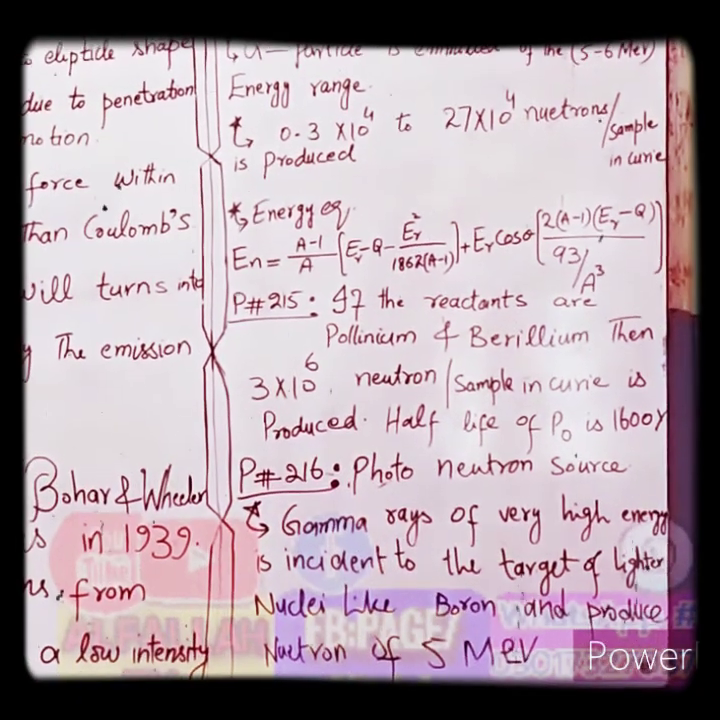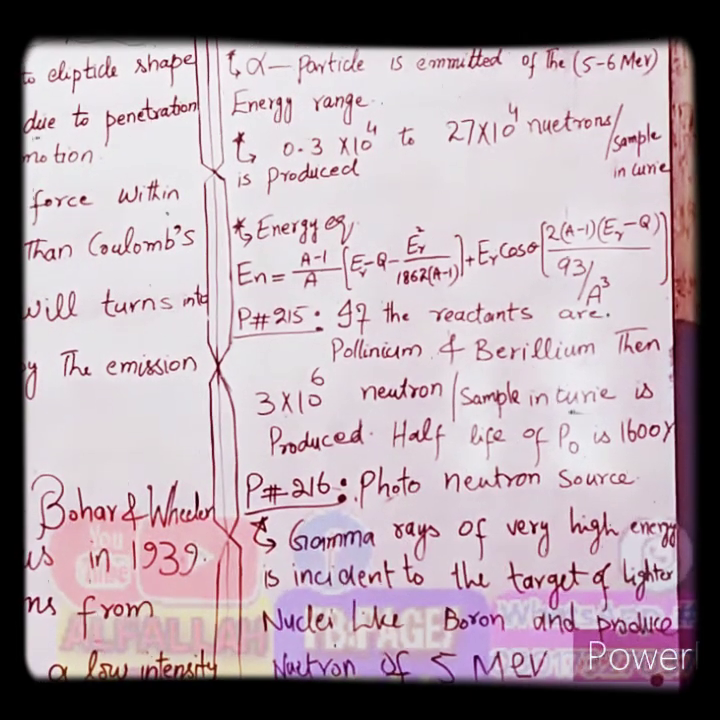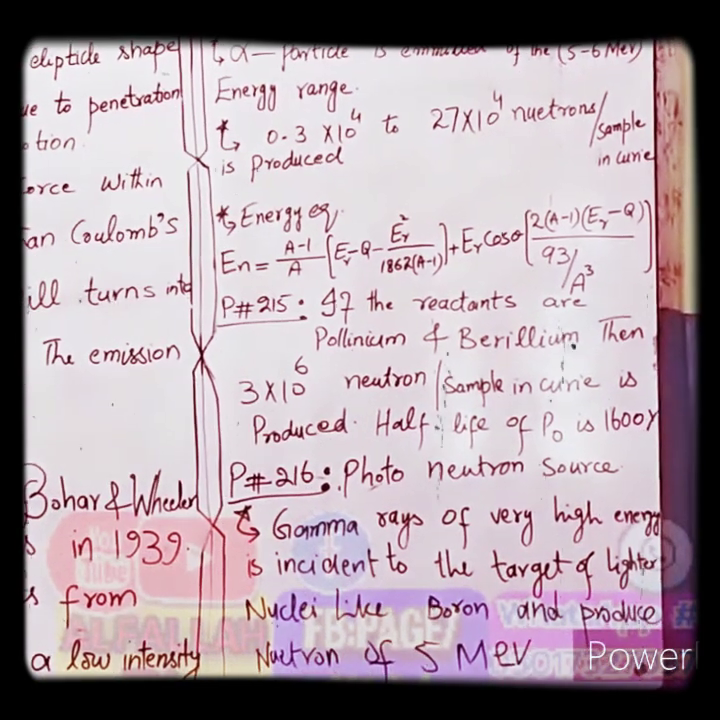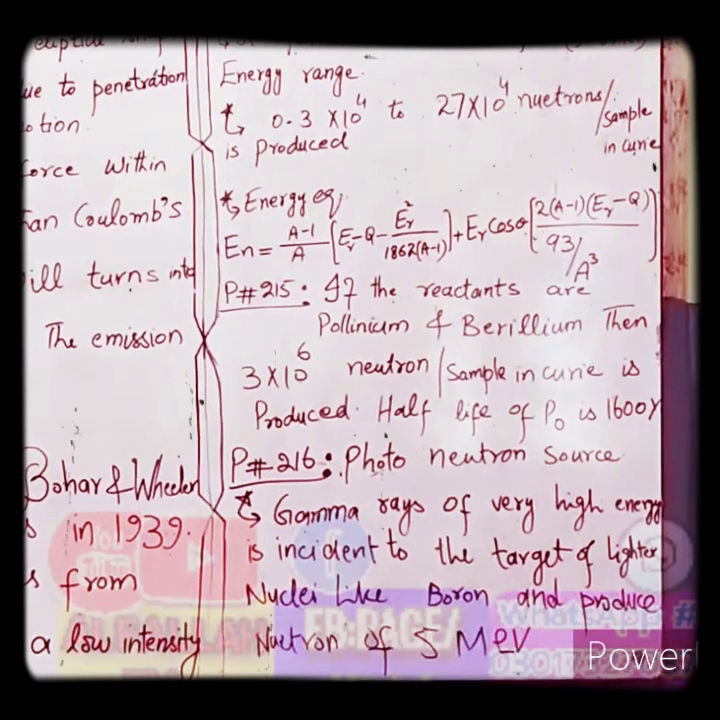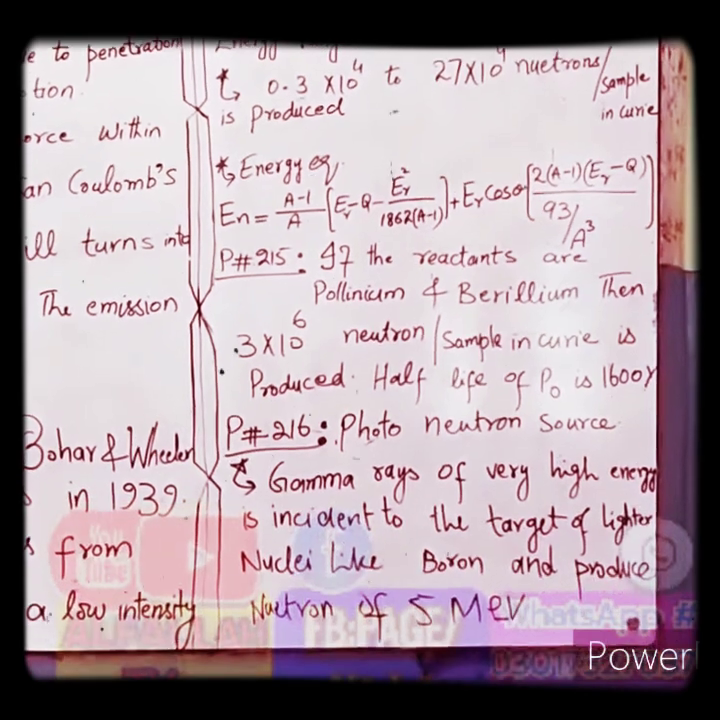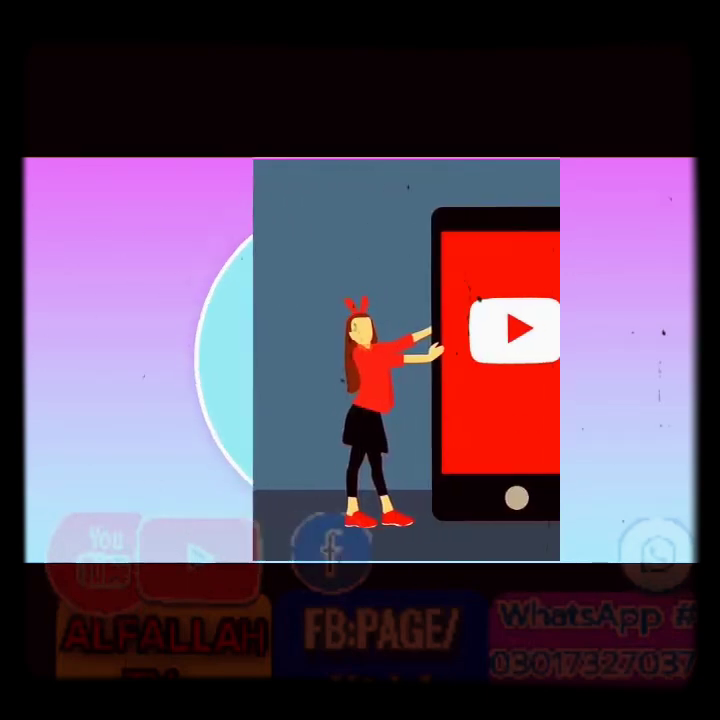If the reactants are polonium and beryllium, then 3 multiplied by 10 raised to power 6 neutrons per sample in curie are produced. Half life of polonium is 1600 years. Point number 216: photoneutron source, gamma rays of very high energy incident on the target of lighter nuclei like boron and produce neutrons of 5 megaelectron volt.